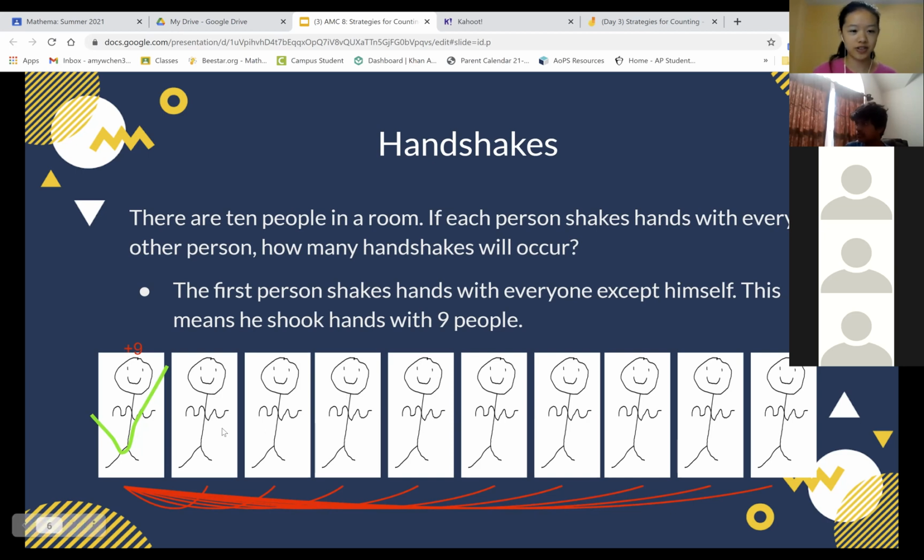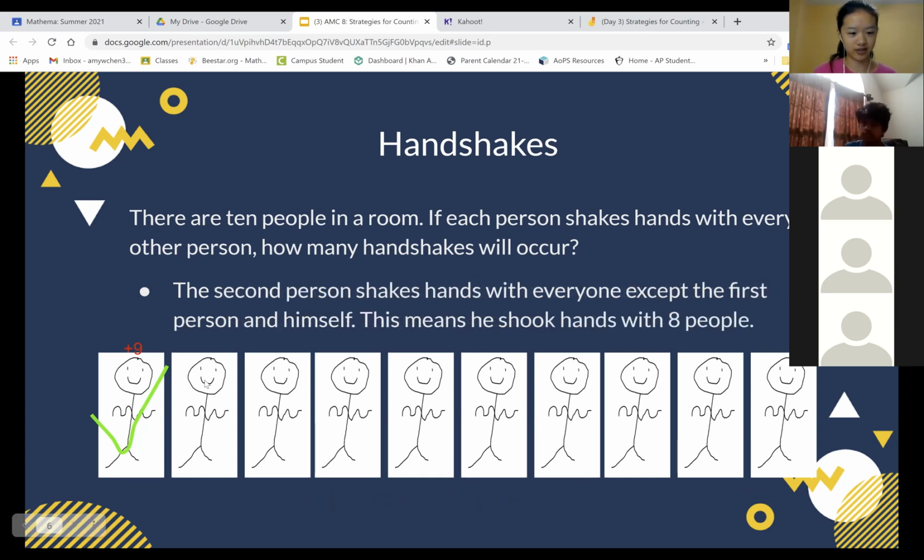Then the second person in line, which is this person here, will shake hands with everyone except the first person and himself. So this person will shake hands with this person, this person, this person, this person, this person, all the way.